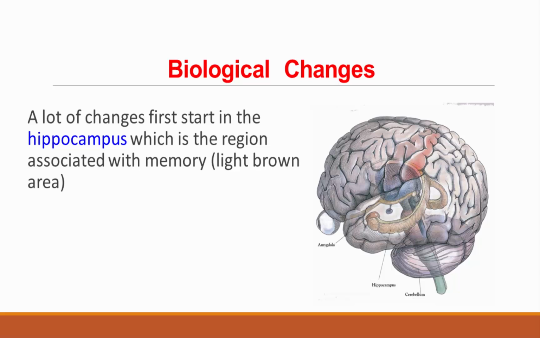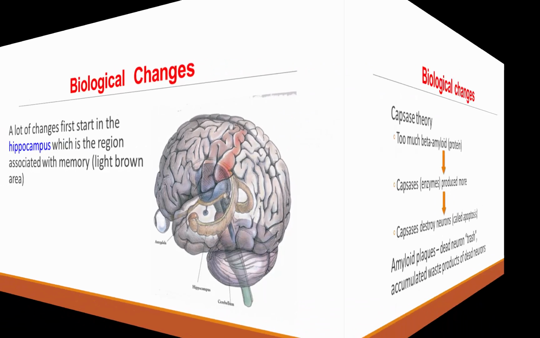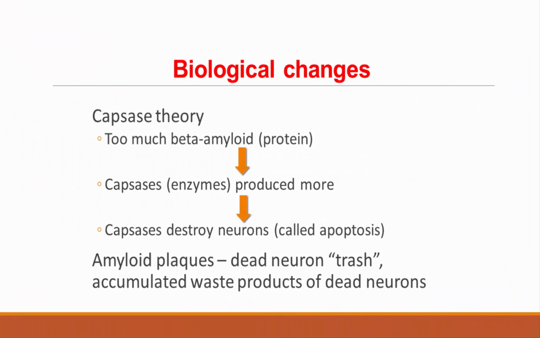So a lot of the changes that we see start in the brain, and specifically in the hippocampus, which is this brown area here, which is associated with memory. We see a lot of changes in the hippocampus region. And there's something called caspase theory, which explains these changes in the hippocampus.